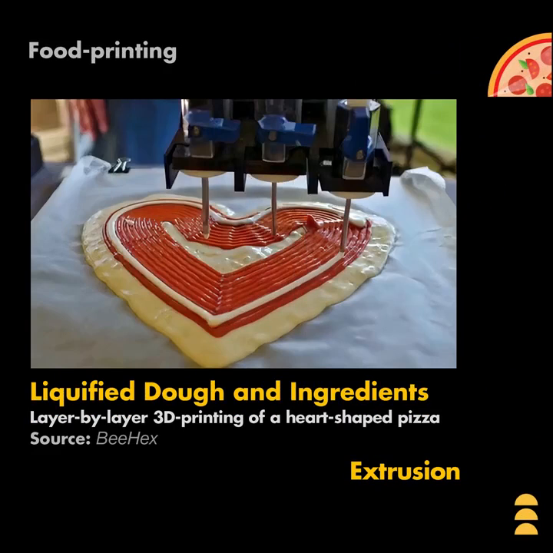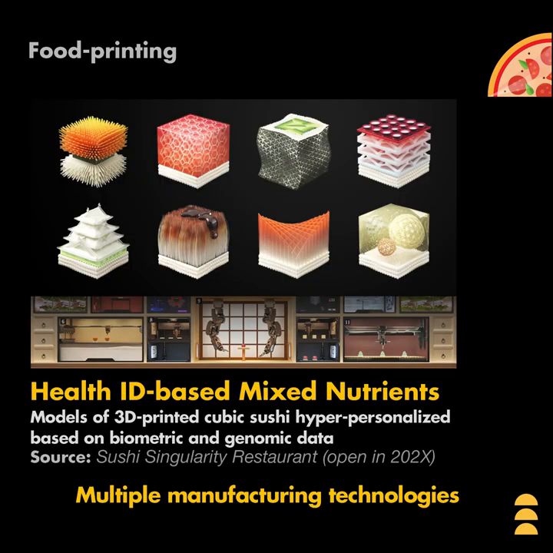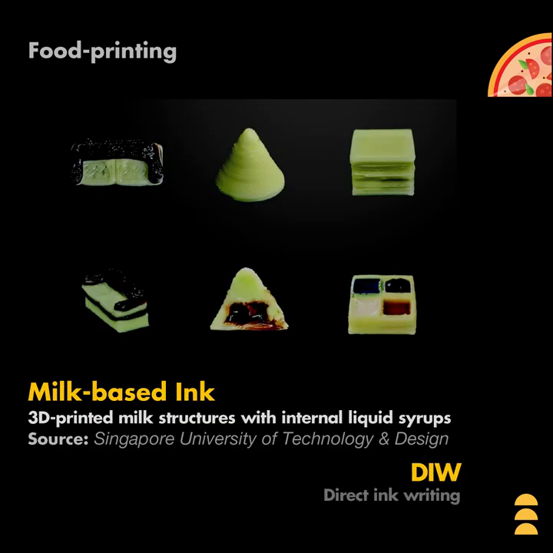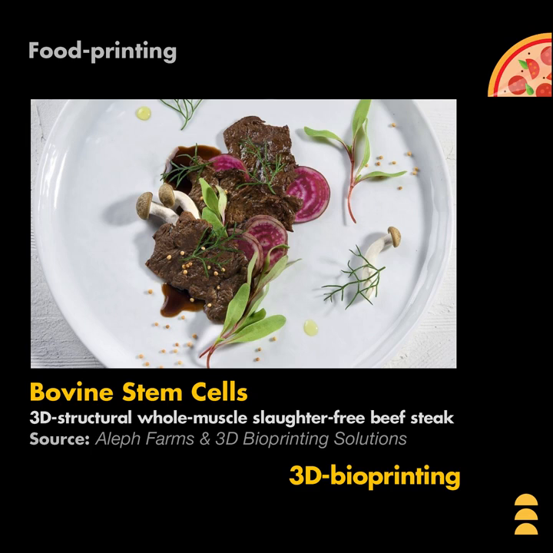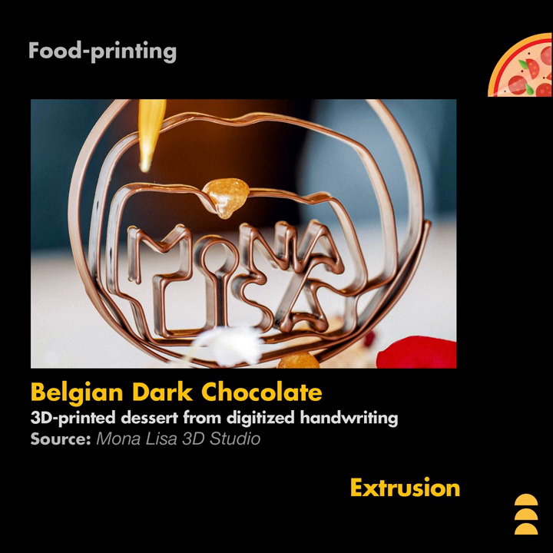Liquefied dough and ingredients. Vegan beef stick. Health ID-based mixed nutrients. Personalized supplements. Milk-based ink. Bovine stem cells. Plant-based vegan-friendly ink. Belgian dark chocolate.